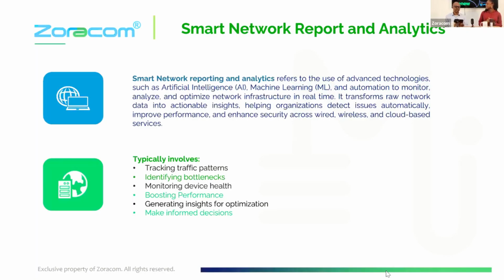So can you tell us what are the key features of smart network reporting and analytics? Thank you for that. When we talk about smart network reporting and analytics, there are key features that are involved, and they are real-time monitoring and data capture, AI and machine learning powered analysis, automated reporting and dashboards, and of course, predictive diagnostics. These are the key features.